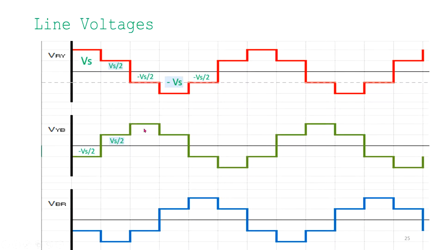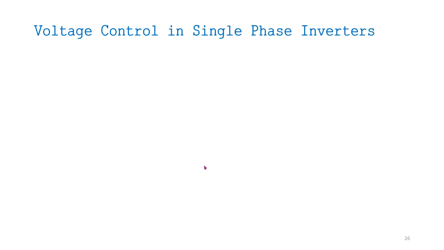Minus Vs by 2, and this is 2Vs, this is Vs, and this is minus Vs by 2. It sums up to 0, and similarly this is Vs plus Vs plus Vs. This is minus Vs. This is Vs by 2, which then sums up to 0. So does the case for the next step, and in this way you can construct the line voltages and phase voltages for 120-degree conduction mode.